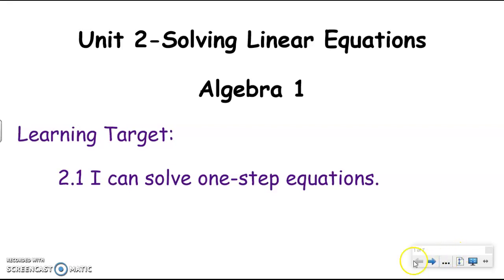Our first learning target is 2.1: I can solve one-step equations. We're going to do 4 problems together from your packet, and then you are going to do 5 on your own to practice and make sure you're okay before you move on. So go ahead and turn to the page that starts with 2.1 notes, and here we go.